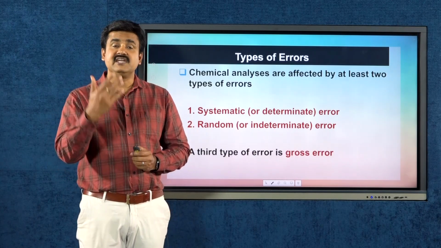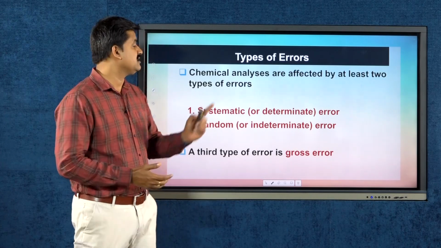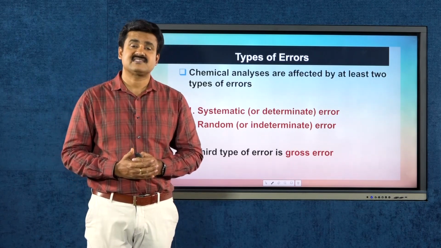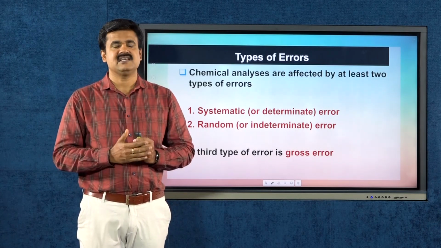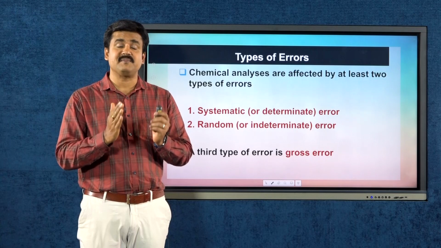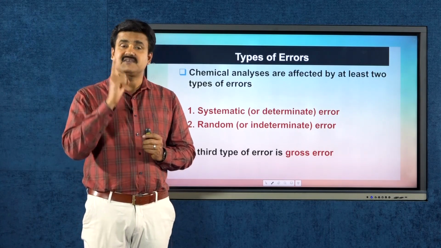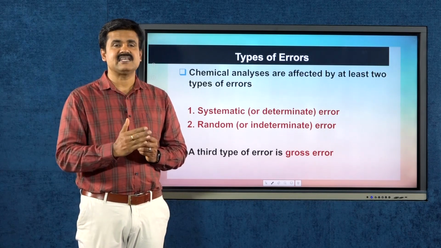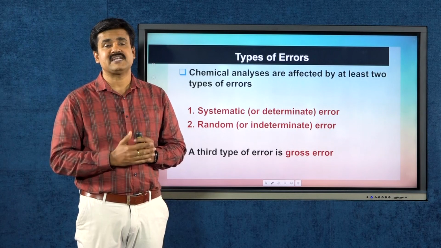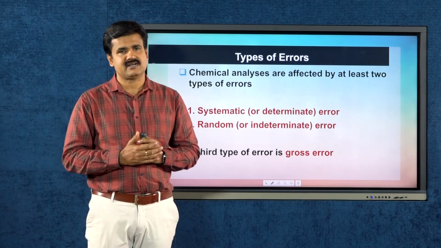Now, in addition to these two kinds of errors, you are also familiar with the third type of error, that is nothing but gross error. Thus, in analysis, especially in quantitative chemical analysis, three kinds of errors are there. The first one, systematic error or determinate error. The second category, random error or indeterminate error. And the final category, that is nothing but the gross error.